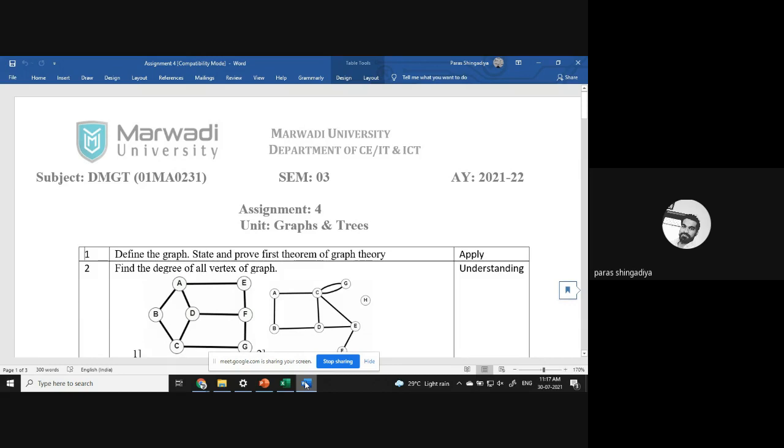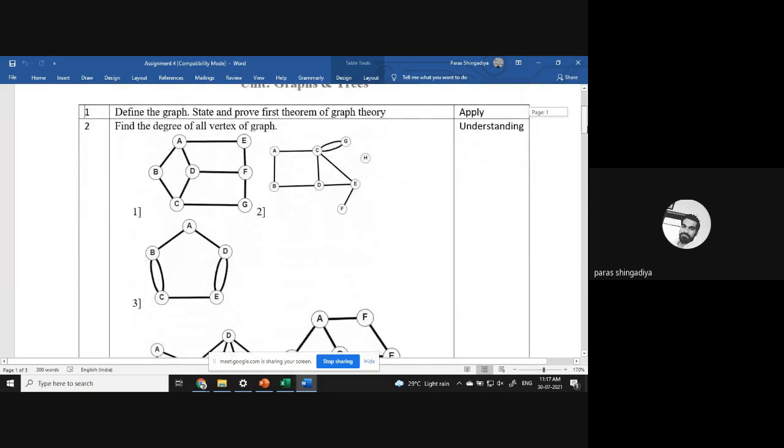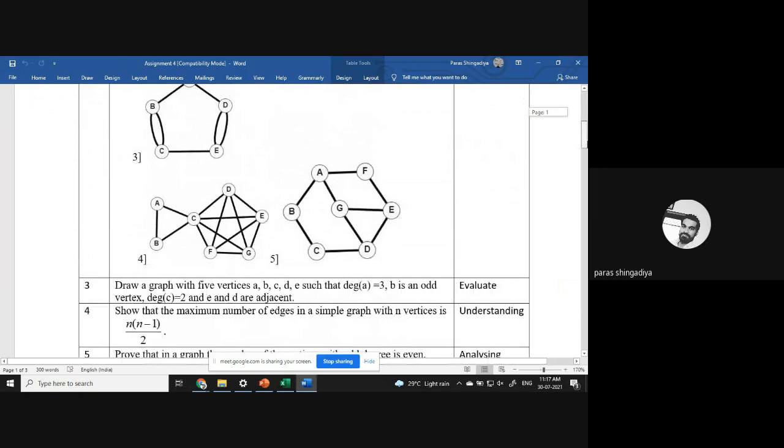Okay, so in the last lab, we had started assignment 4. How many questions did we complete in the last lab? Question number 1, 2, up to 7.